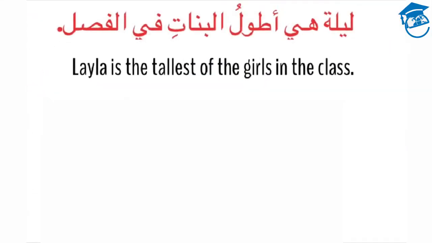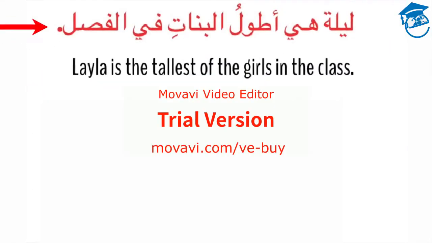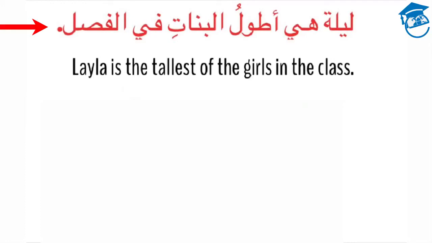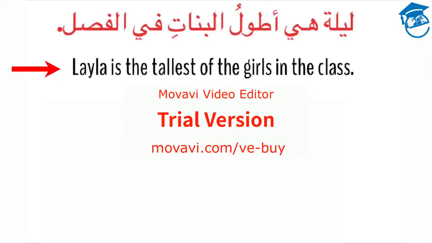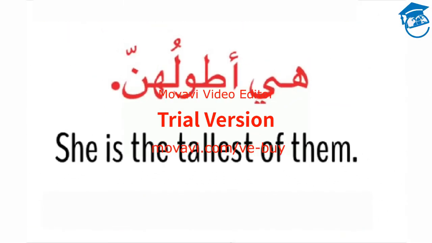Let's look at another example. Layla hiya atwalu al-binati fil fasal. In this example, atwal, the superlative, is followed by a definite plural noun in the genitive case, al-binati. Layla is the tallest of the girls in the class. Atwalu al-binati.